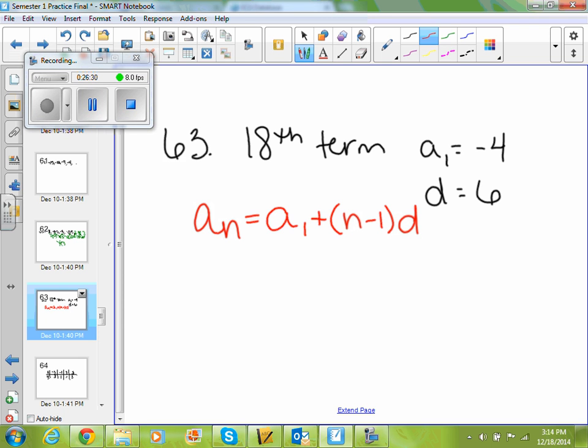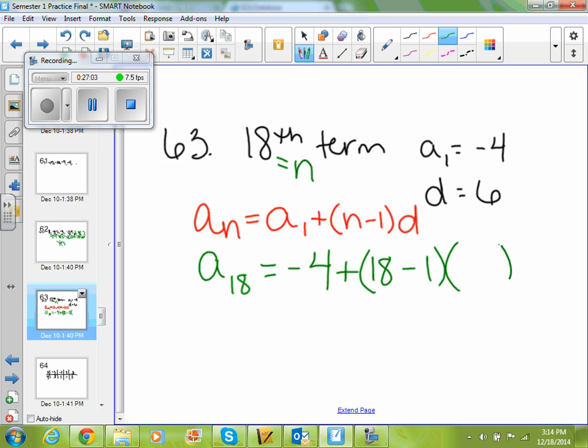So what's my n then? That's the only thing I don't know. What's my n? 18. Yeah, 18 is your n. N is the number of the term you're looking for. So if we're looking for my 18th term, then n is 18. So then a sub 18, which just means my 18th term, equals a sub 1. What was my a sub 1? Negative 4, okay, plus n minus 1. What was my n? 18 times my common difference. What's my common difference? 6.